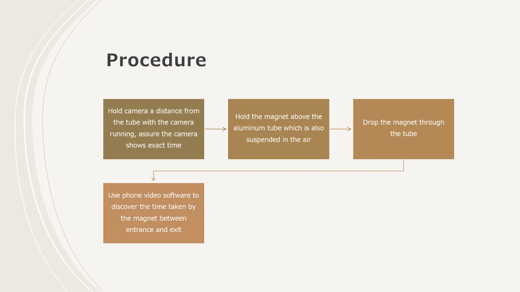I go to my phone. I discover the time taken. I look at when the magnet enters and when it exits, and then I use the time in between the entrance and the exit to determine how long it took to fall through the tube.